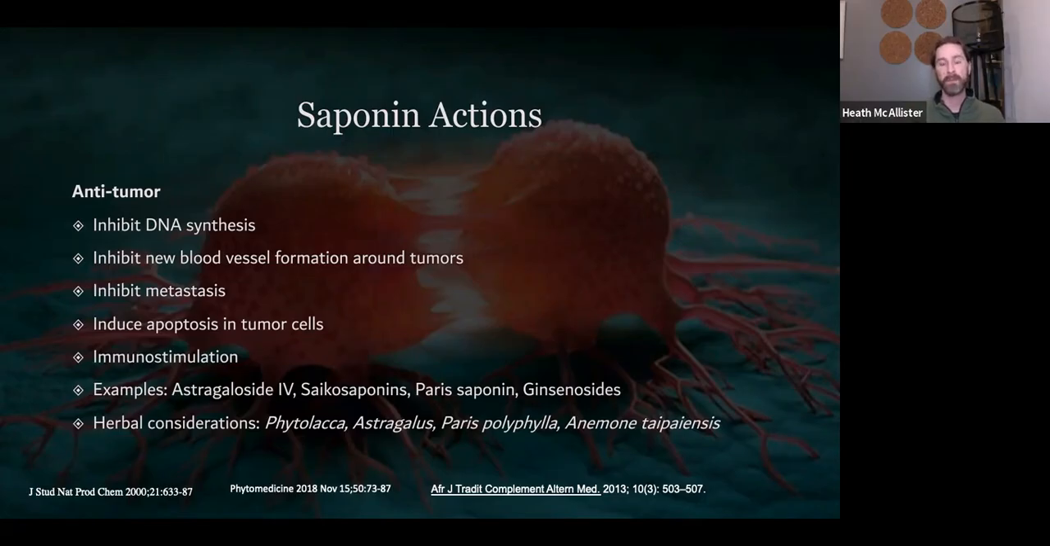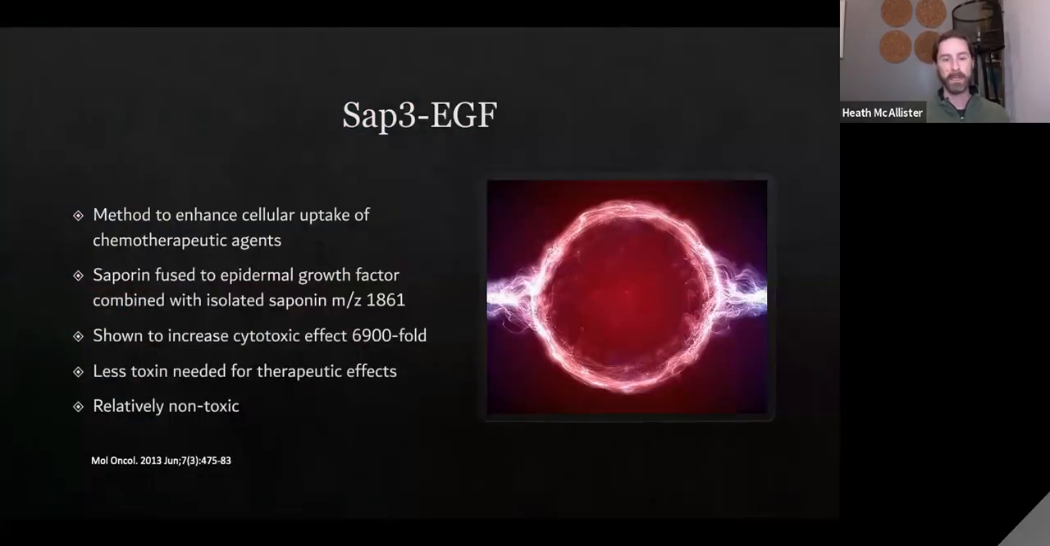And we have some pretty well-known herbs that you all have heard of, like astragalus. We've been talking a lot about phytolacca already. There are some you've probably never heard of, like Paris saponin, which is from an herb called Paris polyphylla, and then Anemone taipaiensis, which is similar to the herb pulsatilla. Then there are saikosaponins and ginsenosides, named for the ginseng family, which we'll get into. Ginseng has its own several slides on what it does.